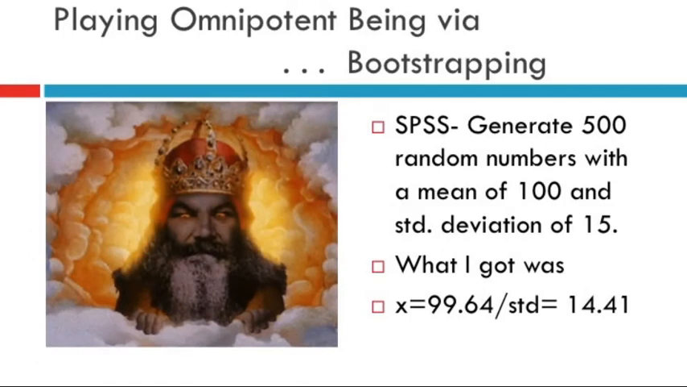There is a way for us to play the role of omnipotent being, and for me it would have to be a Monty Python omnipotent being. And that is to generate a huge data set. So again, with SPSS, I can generate random numbers that have very particular parameters. I told SPSS to generate 500 numbers with a mean of approximately 100 and standard deviation of 15. Because they are real random numbers, what I ended up getting was a mean of 99.64 and a standard deviation of 14.41.